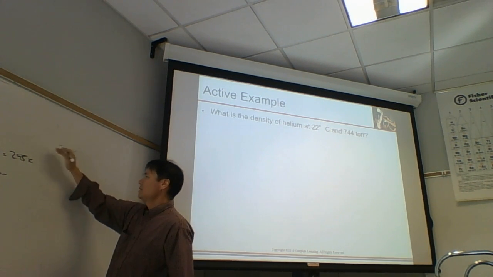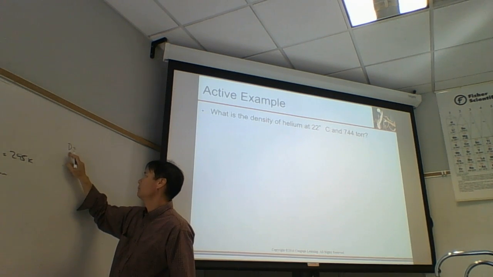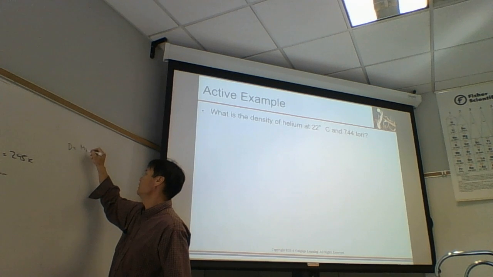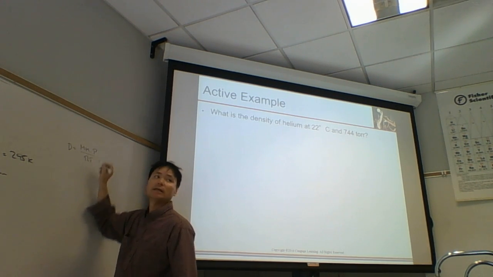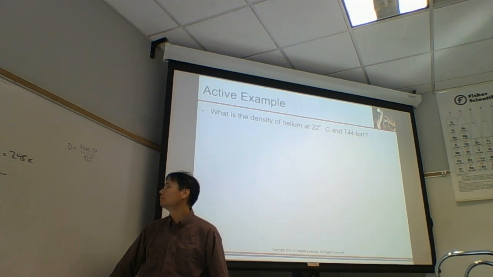Okay, now the density equation, we either derive that or we remember it, memorize it. The density is equal to the molar mass times P over RT. Is that correct? Yeah. But we can tell if it's incorrect. The way we can tell is if we get the wrong units.